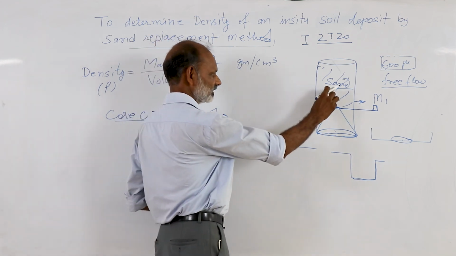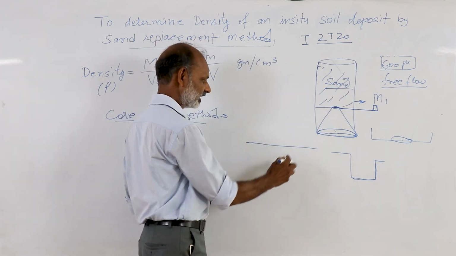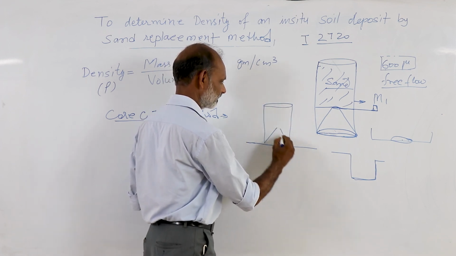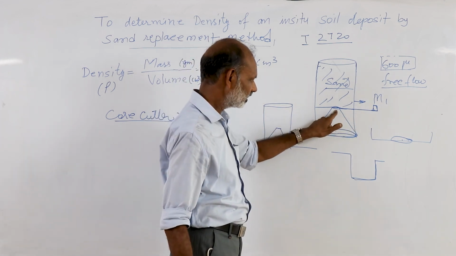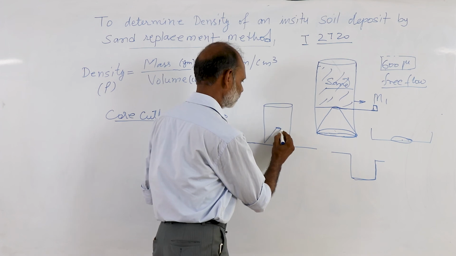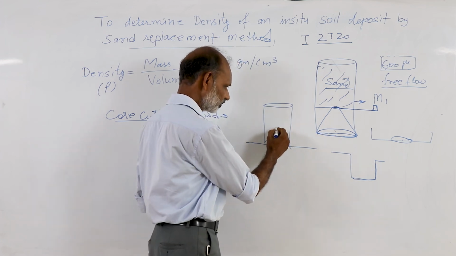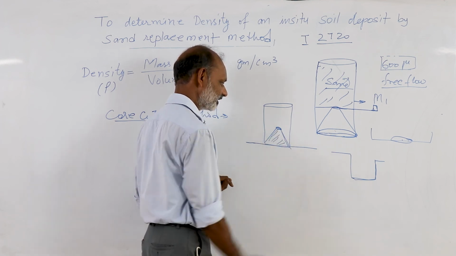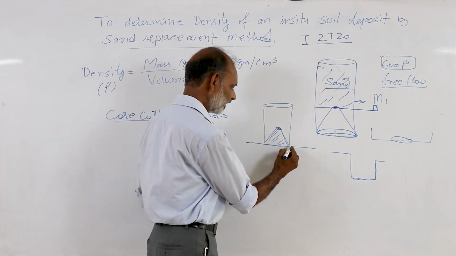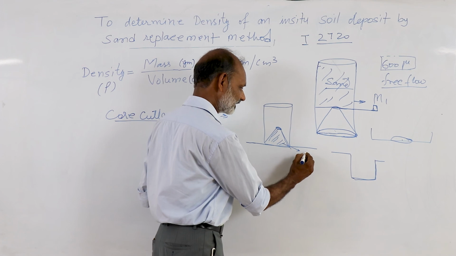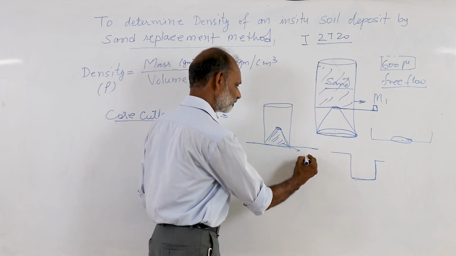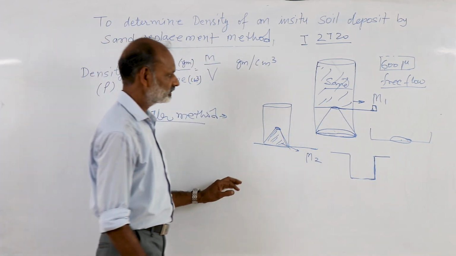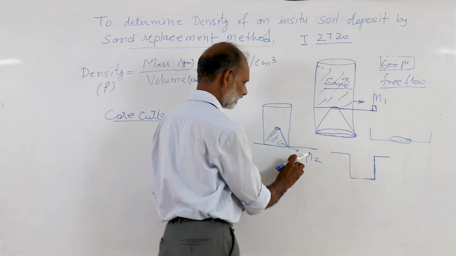So we keep this cylinder containing the sand on this plate and open this hole of the cone. The sand flows through this hole, and this cone is filled with the sand. Now we remove this cylinder and take the weight of the sand collected on this plain glass plate. Suppose this weight of sand is M2. So here we have taken two observations, M1 and M2.